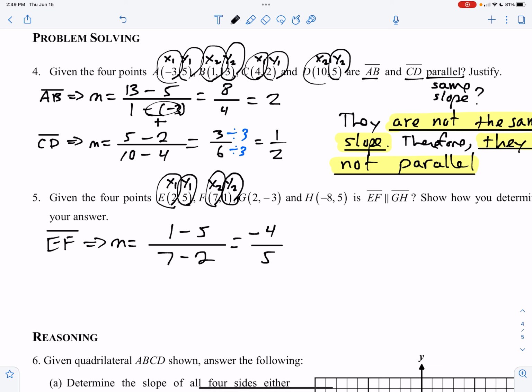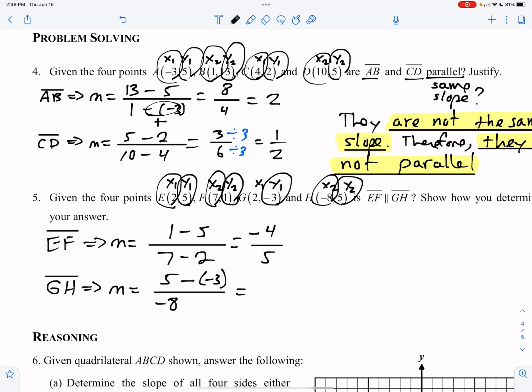Okay, now if I go GH, line segment GH, same thing, x1, y1, x2, y2. Okay, y2 is going to be 5, minus y1, which is a -3, over x2, which is -8, minus x1, which is 2. So on top, I have minus and minus is plus, so I get 5 plus 3 is 8, over -8 minus 2 is more negative, which would be -10.